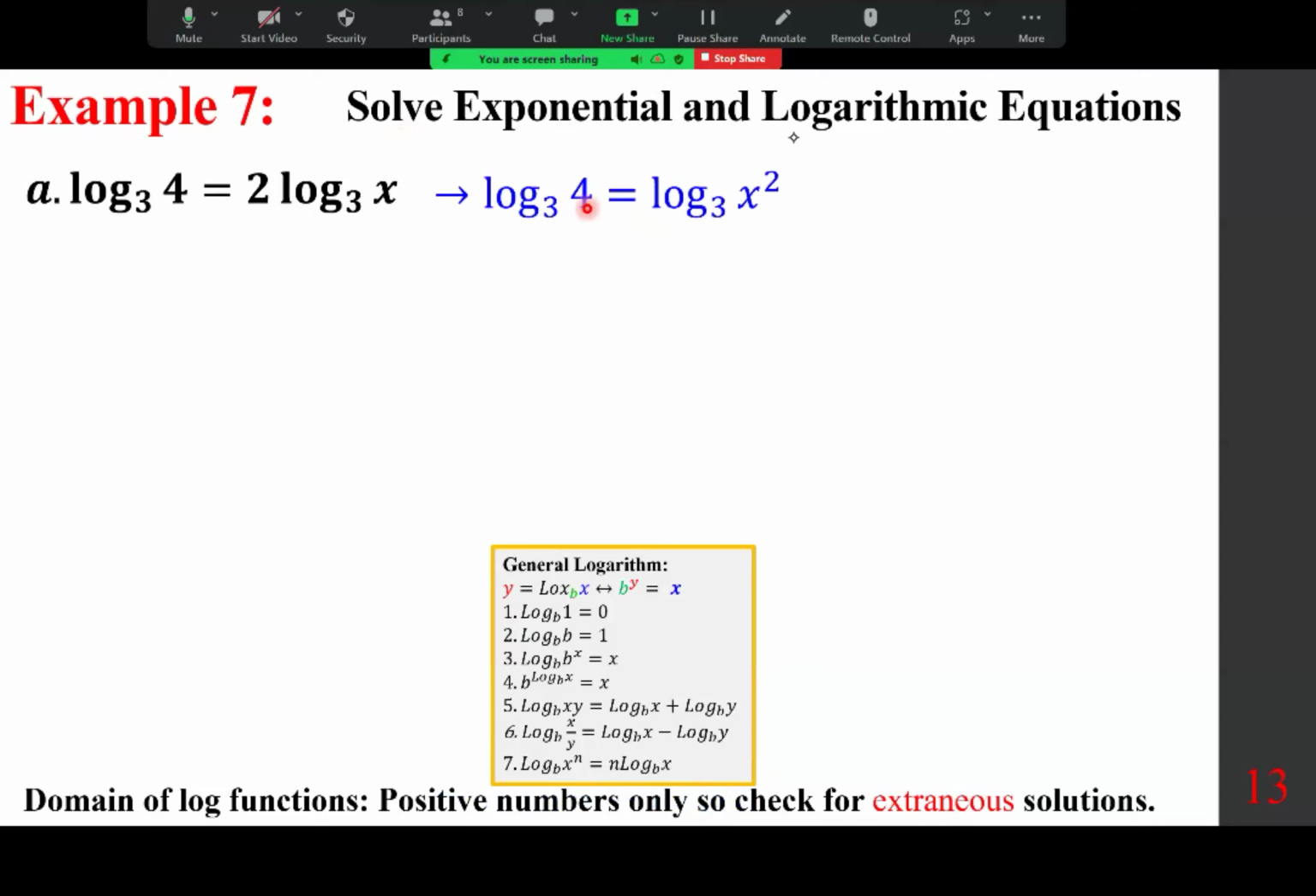Now, we have log with the same base on both sides. Then their argument 4 and x squared must be identical. So x is either positive or negative 2. And clearly, when you go back to the original, not this one, original, because this one, negative 2 is fine. But with the original one, negative 2 is out. That's an extraneous solution that has been mentioned.